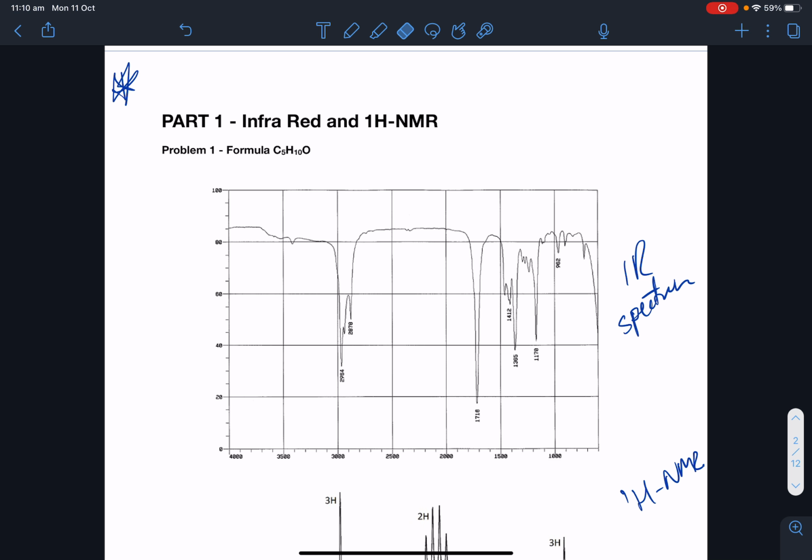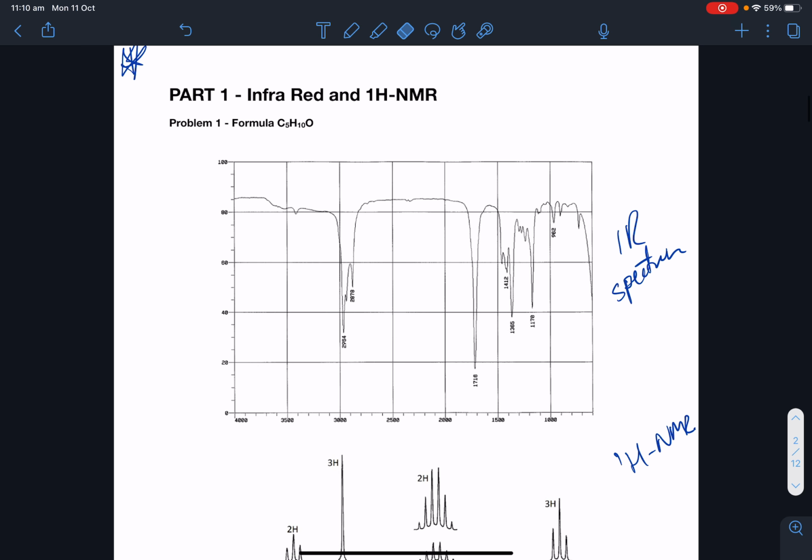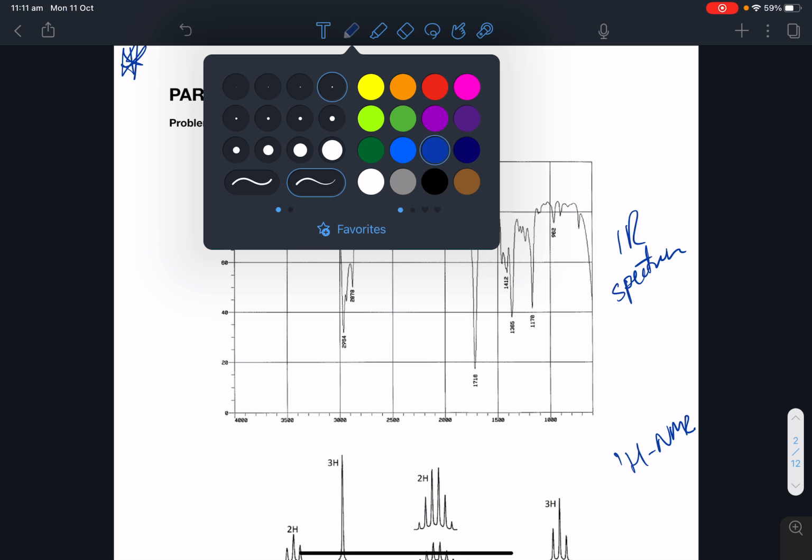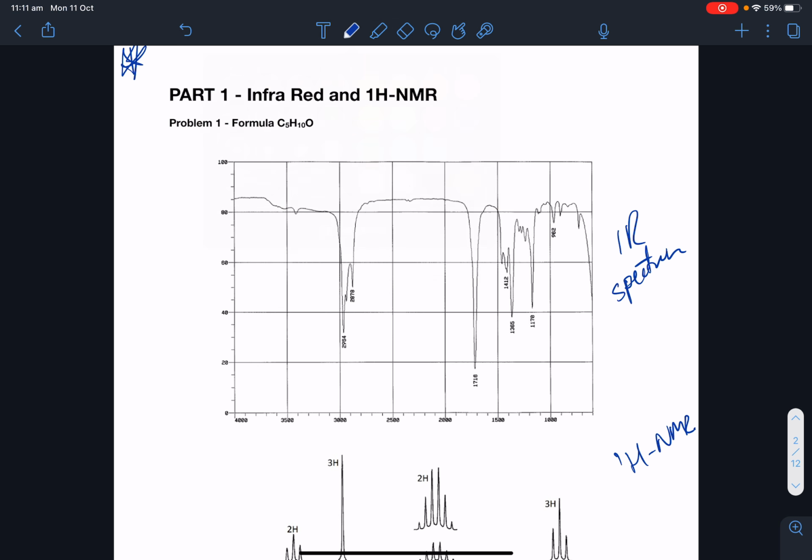This molecule has the formula C5H10O. There are analytical methods where you can just get the molecular formula, but we don't really study those, so let's just take it for granted that we know the formula. Just looking at the formula, does it fit the 2n plus 2 rule? Are we dealing with an alkane backbone?